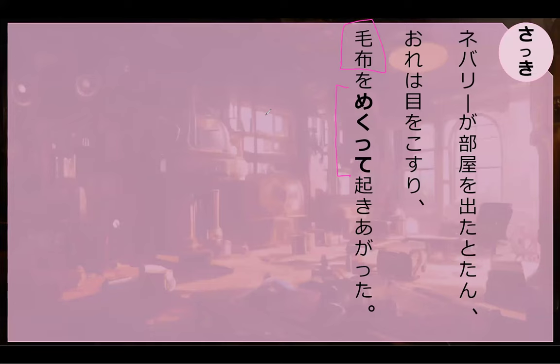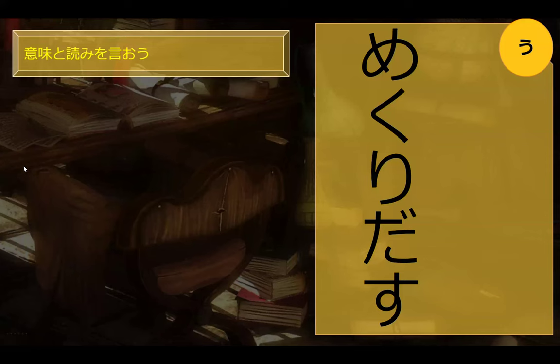So mekuru means, in this context, to peel. But it actually means to flip, like to flip pages in a book. So here, he's peeling off his blanket from himself. He's flipping the blanket so it's not on him anymore. But normally it's used like to flip through pages of a book, or perhaps pages of a shōrui.